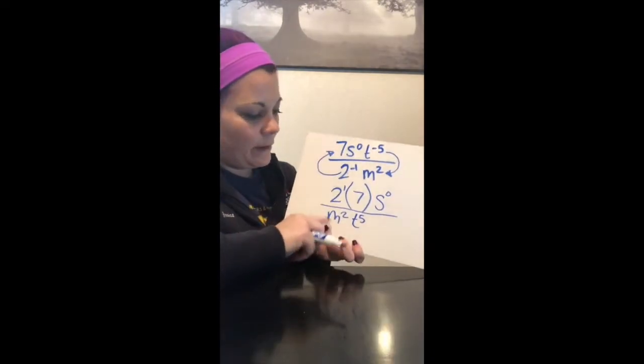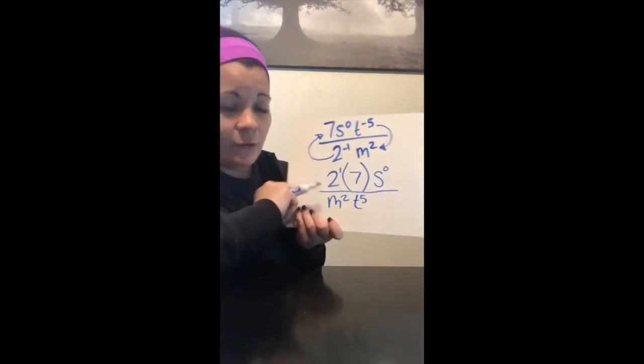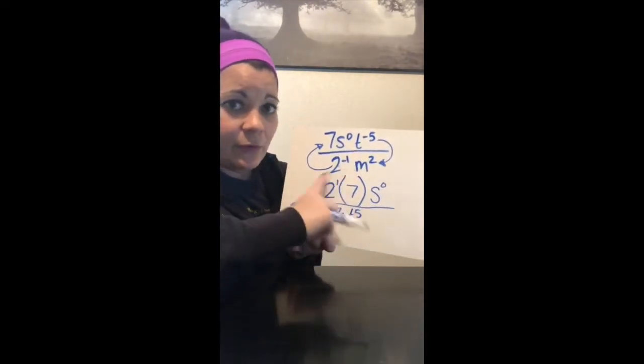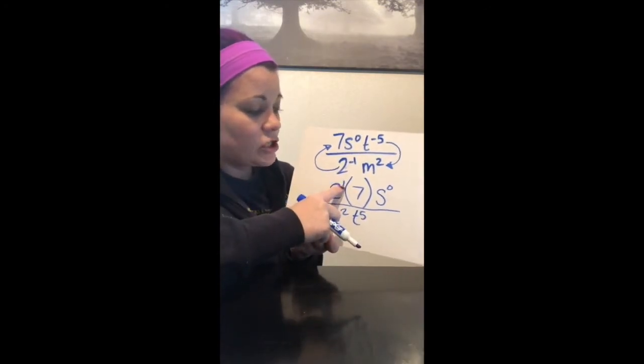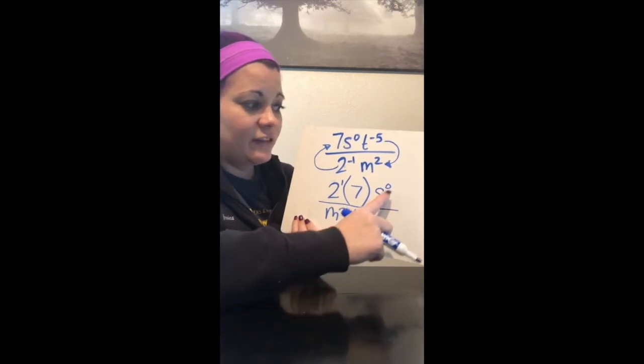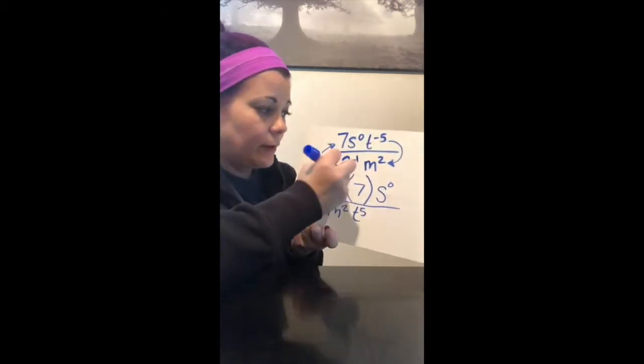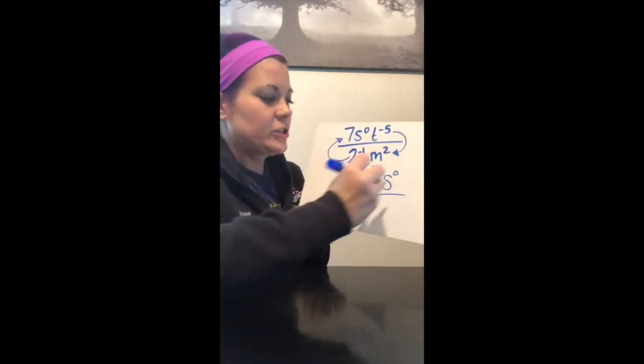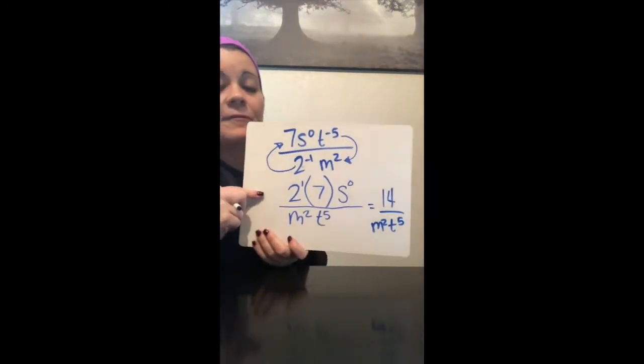We can't simplify the denominator anymore because we don't know what the variables are, but we can simplify the top because 2 to the 1st is just 2, and 2 times 7 is 14, and we know s to the 0 is 1, so 14 times 1 is just 14. So we have 14 over m squared t to the 5th. So that would be our final answer.